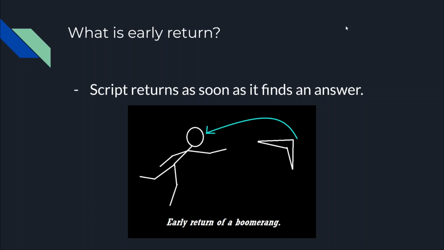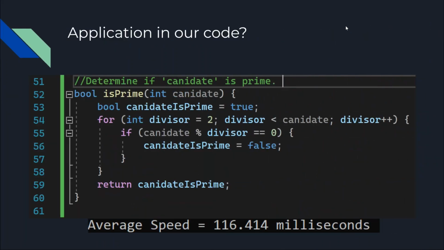What is early return? Well, when a script finds the answer to its problem, we want the script to return the answer as soon as it finds it. Because if it continues doing work after it finds the answer that it doesn't need to do, then it's going to be very slow. So how can we apply this concept to our code?